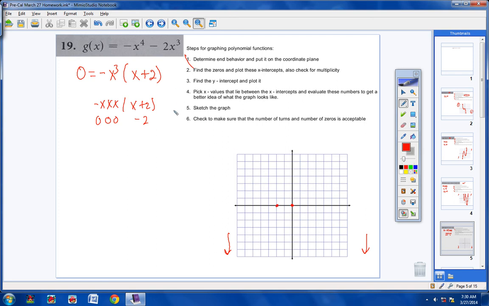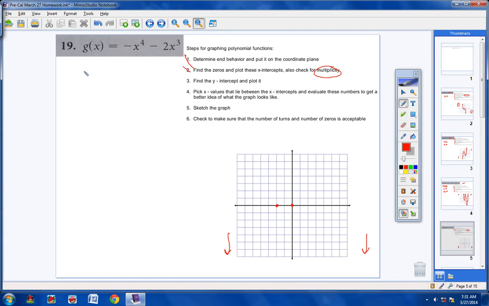Now, when I check for multiplicity, I notice I have 3 zeros and 1 negative 2. None of those are even numbers. The multiplicity is not even, and so I do not have any special intercepts that are tangent. Okay, so next, moving on now to step 3, find the y-intercept and plot it.